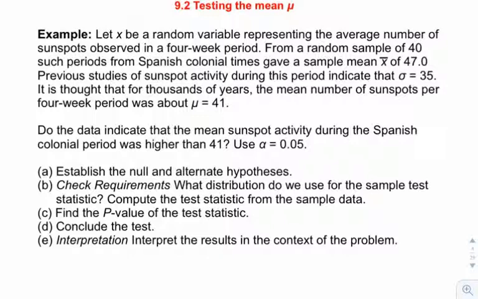Okay, so let's run through our 5 steps again. We're going to establish our null and alternate hypotheses. We're going to check our requirements, make sure that we know why we will be using the normal distribution, or whether we should in fact be using the student's t-distribution. And once we know whether it's going to be z or t, we'll compute our test statistic. Then we do our 1 or 2-tailed test to find the p-value. Then we decide whether we're going to reject or fail to reject our null hypothesis, and then we'll put our conclusions into a meaningful English sentence.